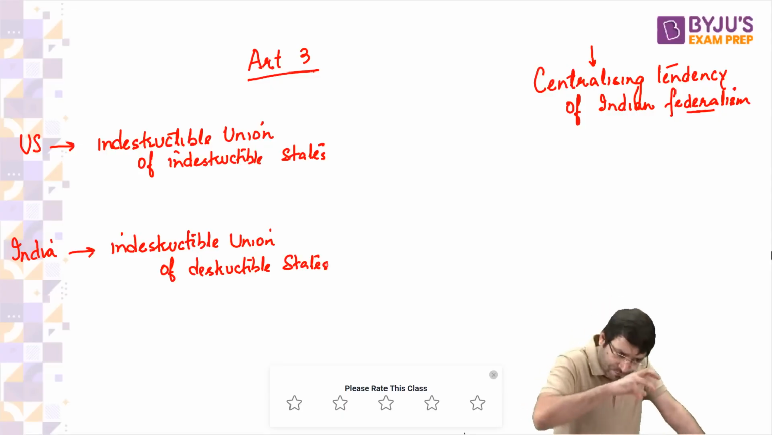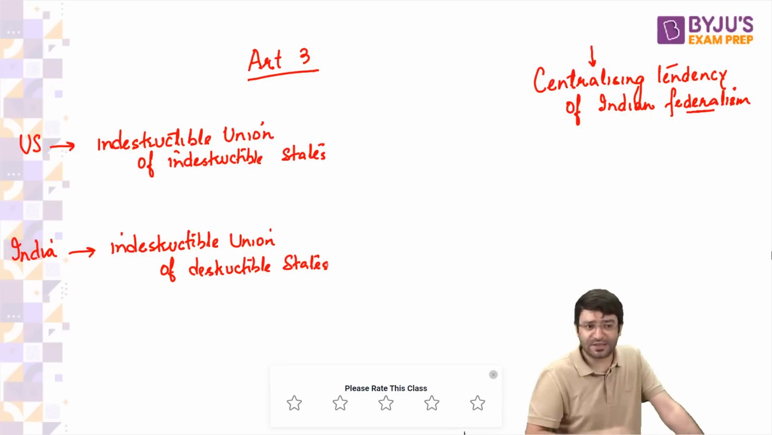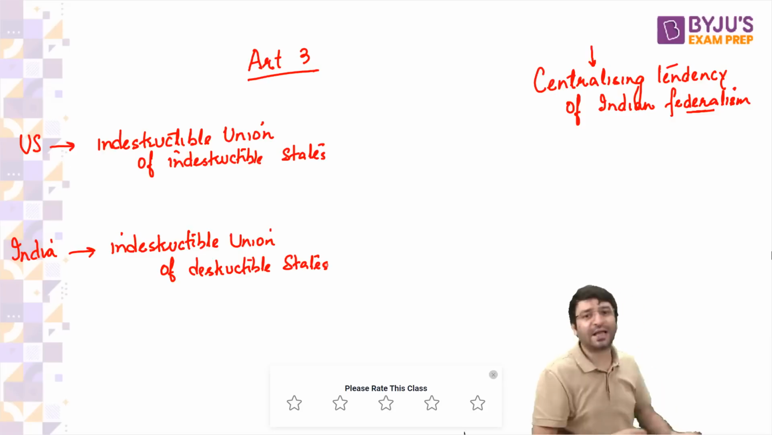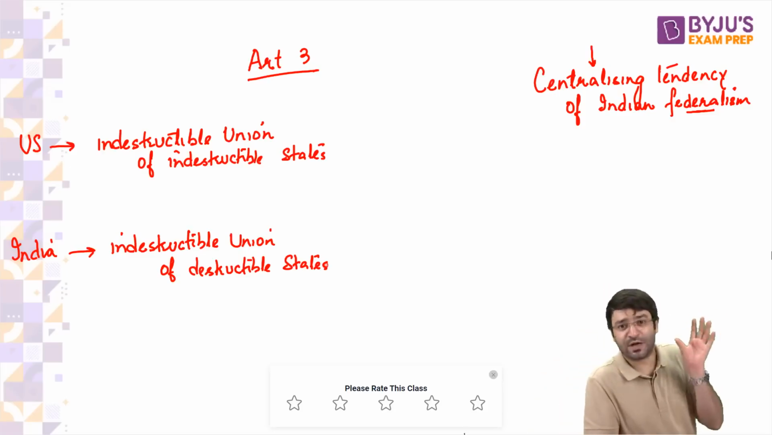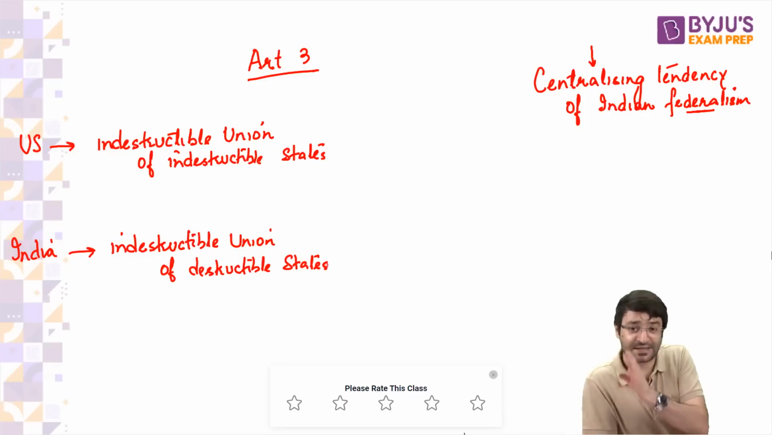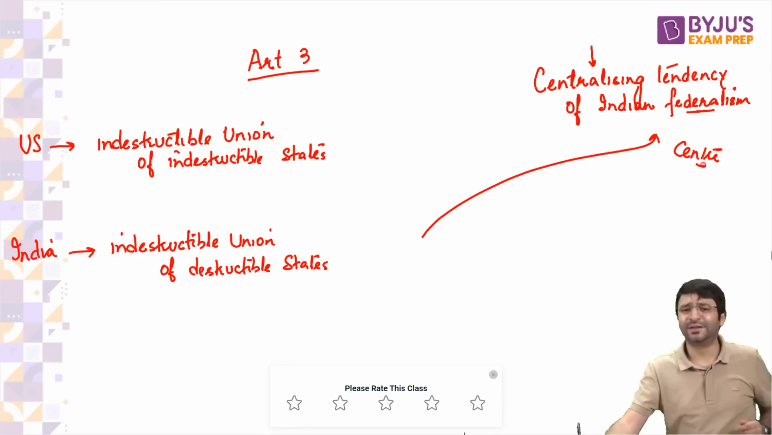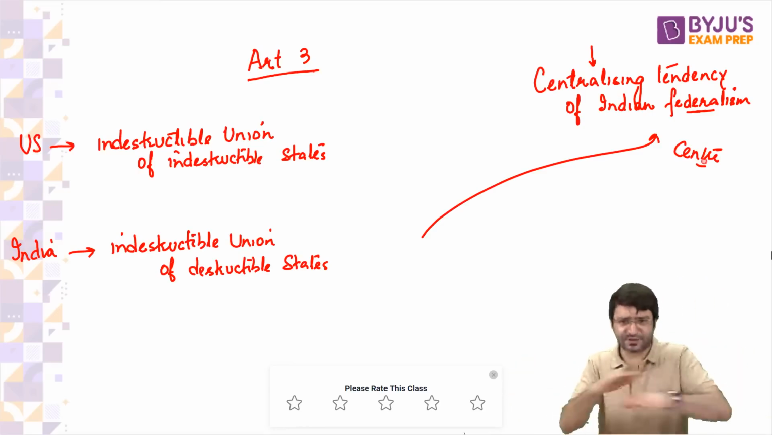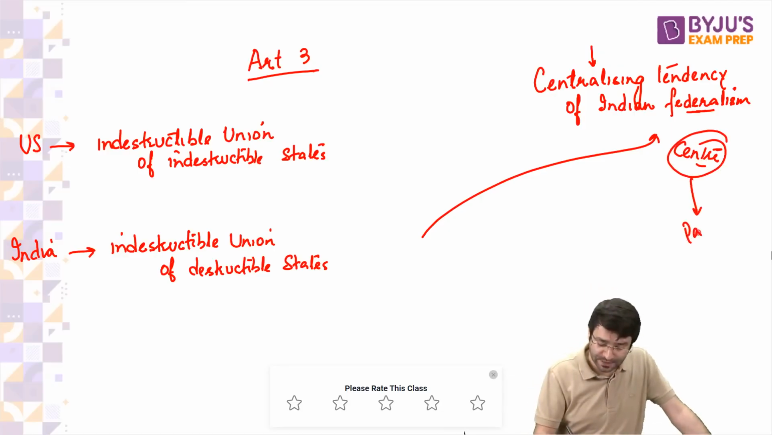But the states which make up the territory of India can be divided, can be merged, can be split. Their names can be changed, their boundaries can be altered, their areas can be increased, their areas can be decreased. All that can be done. So India is a case of indestructible union because union cannot be destroyed, but of destructible states. The states can be destroyed. By whom? By the center. Destroyed in the sense split, merged, divided, bifurcated, trifurcated. Anything can be done. By whom? By the center. By whom? By the parliament.